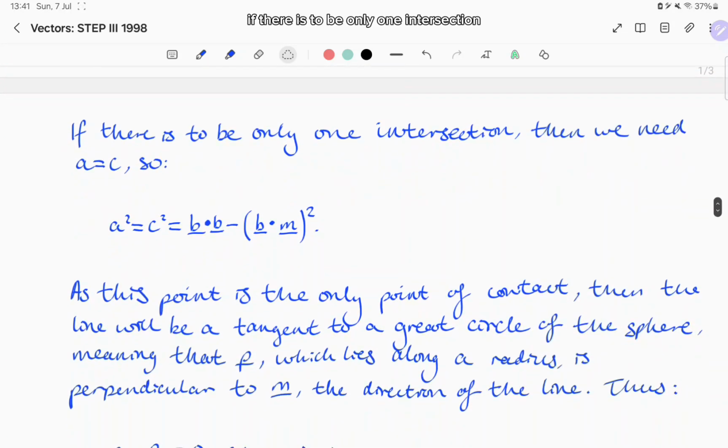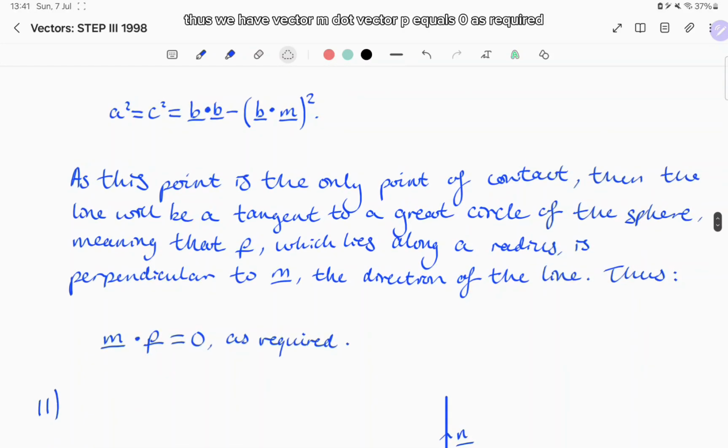If there is to be only one intersection, then we need a equals c, so a² is equal to the c² from above. As this point is the only point of contact, then the line will be a tangent to a great circle of the sphere, meaning that p, which lies along a radius, is perpendicular to m, the direction of the line. Thus, we have m · p = 0, as required.